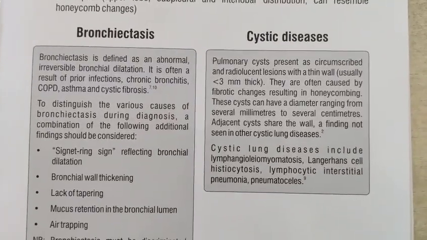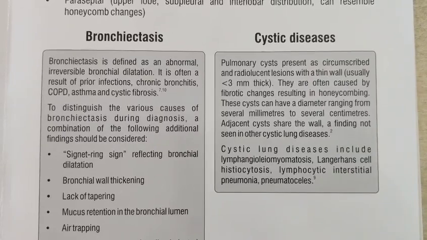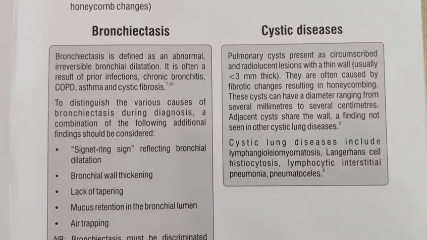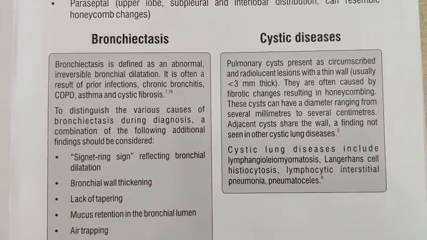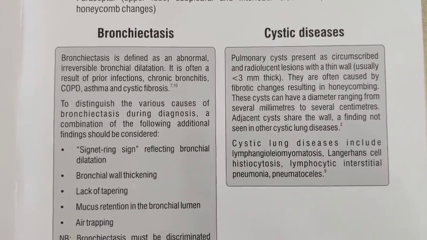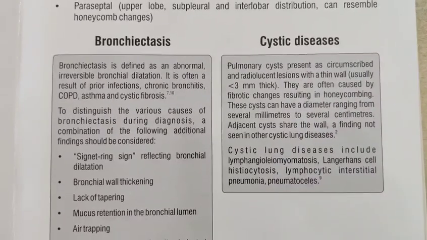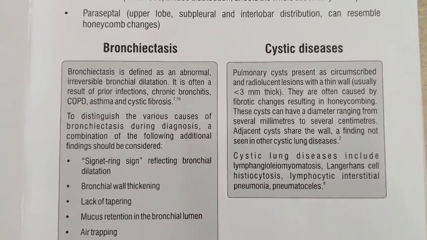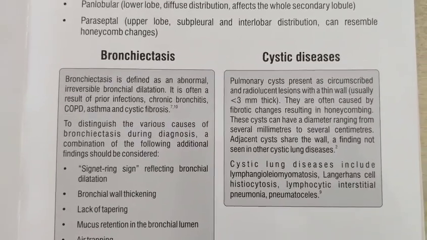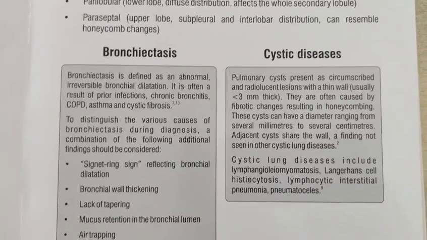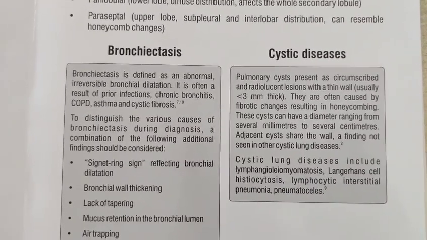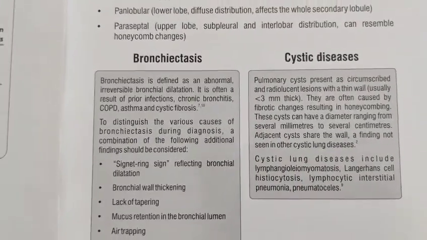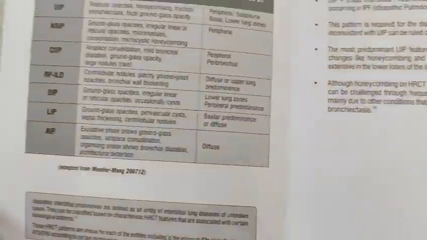Cystic diseases. Pulmonary cysts present as circumscribed and radiolucent lesions with a thin wall, usually less than 3 mm thick. They are often caused by fibrotic changes, resulting in honeycombing. These cysts can have a diameter ranging from several millimeters to several centimeters. Adjacent cysts share the wall, a finding not seen in other cystic lung diseases. Examples are lymphangioleiomyomatosis, Langerhans cell histiocytosis, lymphocytic interstitial pneumonia, and neurofibromatosis.